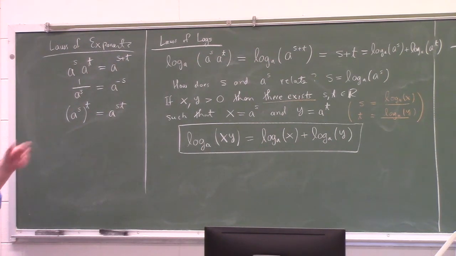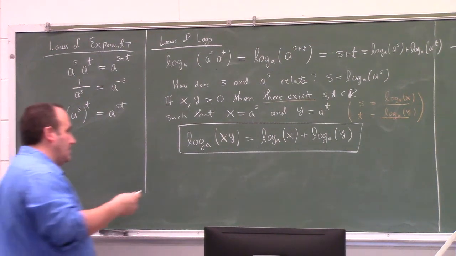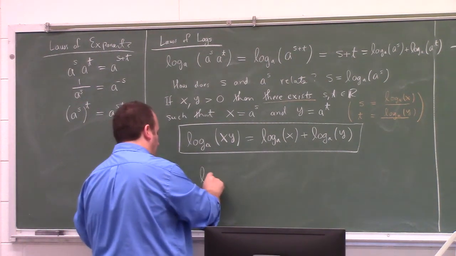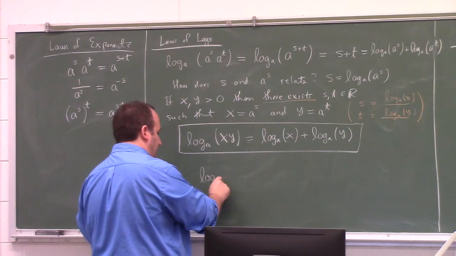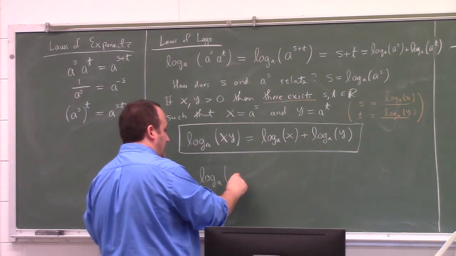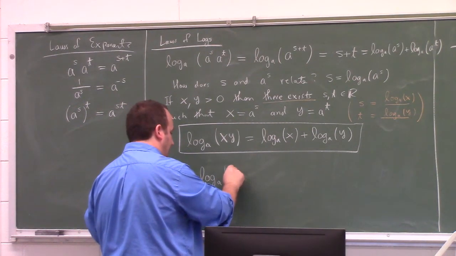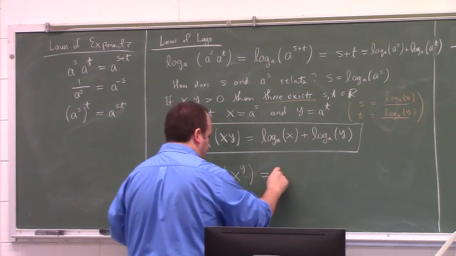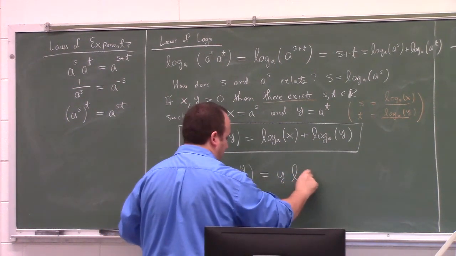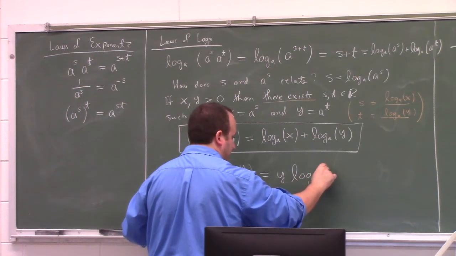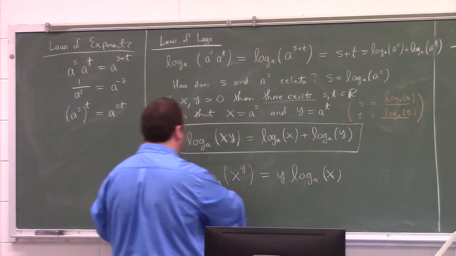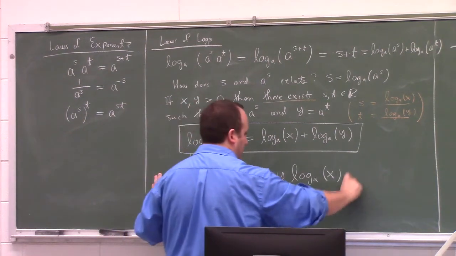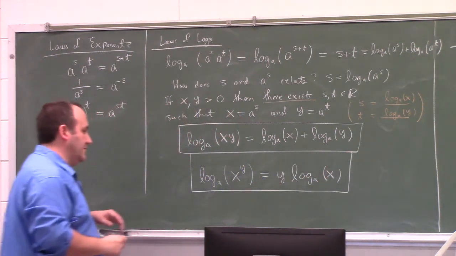Anyway, so that's one property. What's the other important law of logarithms? The other one is that log base a of x to the power y is equal to y times log base a of x. So these are very important.